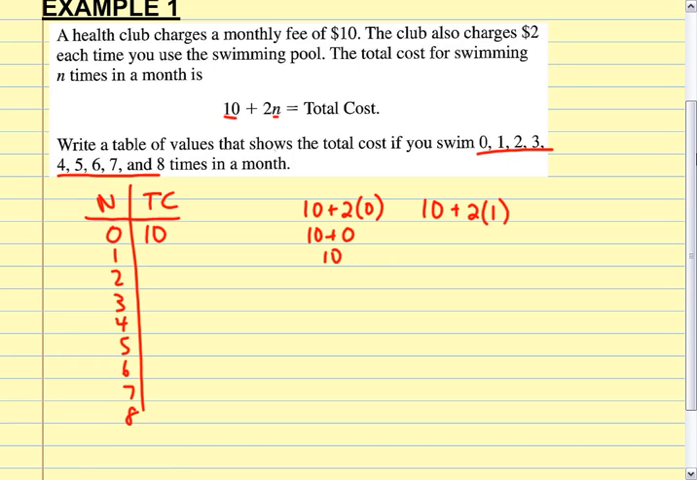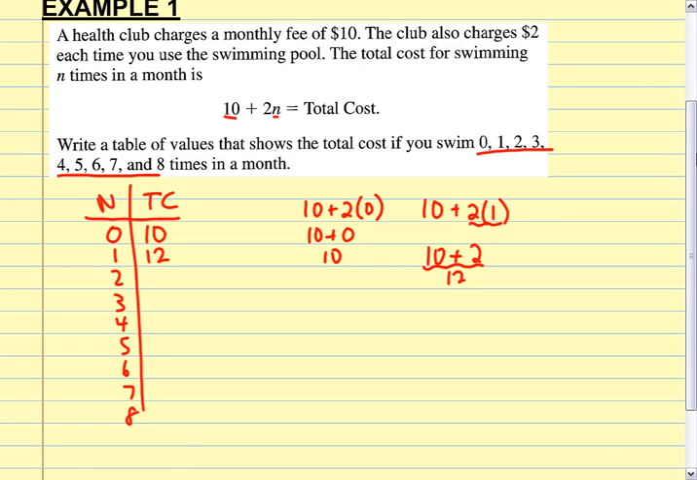Moreau, if I go 1 time, that's going to be 10 plus 2 times 1, right? Because n is 1. What do I do first? I do the multiplication first. And what does that equal? 2. And now what do I get? 12? Excellent. So if I go swimming 1 time, it costs me $12.